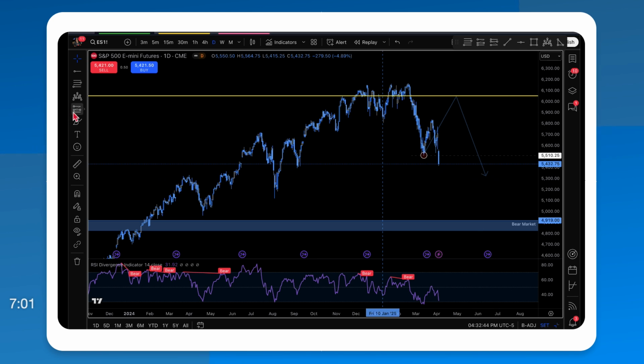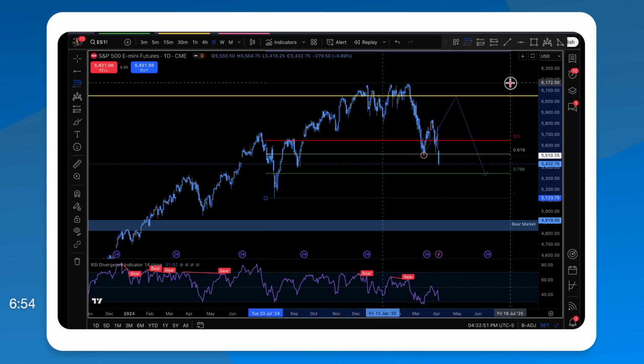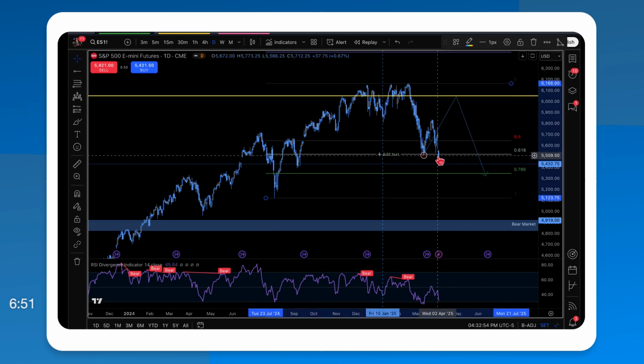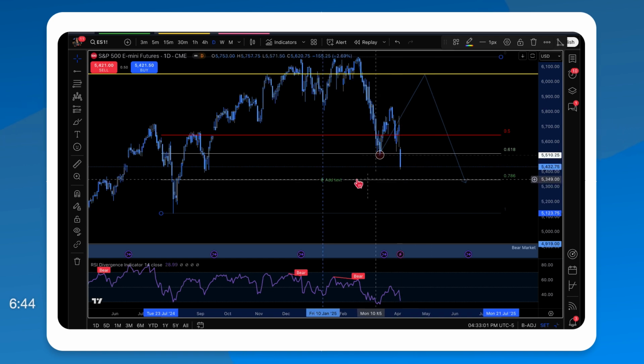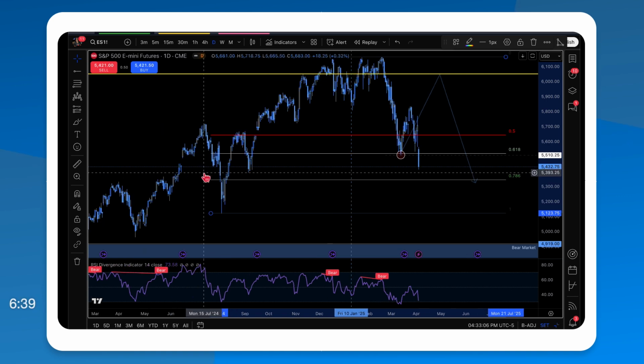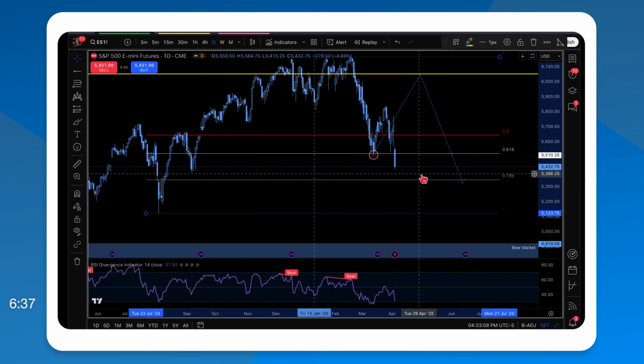So the first thing, I ran a Fibonacci from this previous low, major low, back in August 2024, all the way to the high. And you can see we broke the 61.8 retracement on the Fibonacci, and then it looks like we could be headed lower to the 78.6. I don't necessarily see anything stopping us, with the exception of maybe this pullback area, but there's not much else happening between now and this 78.6 retracement.